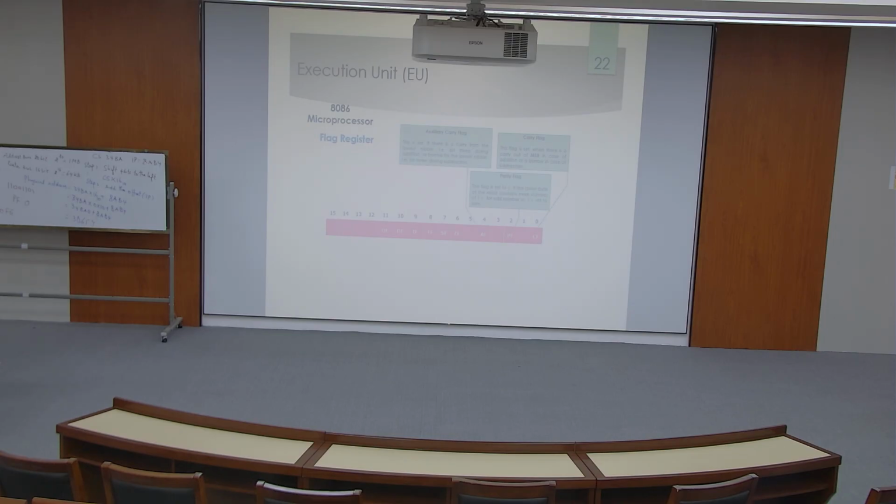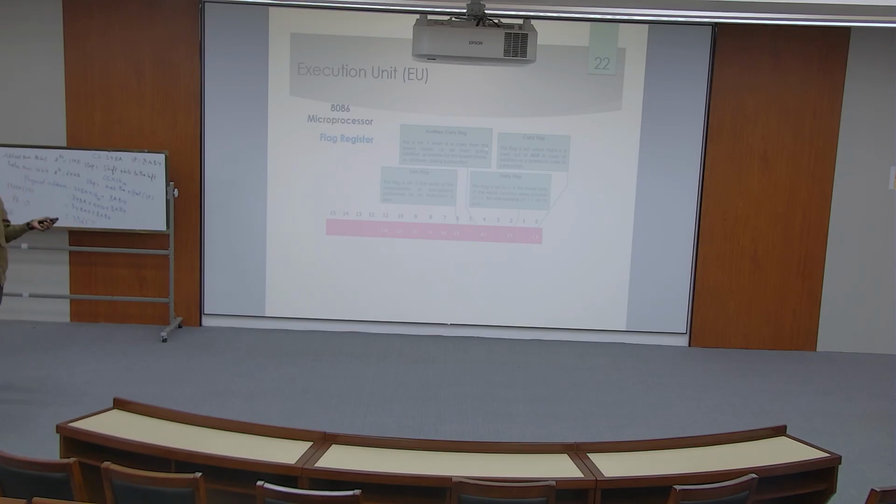Next, we have the auxiliary carry flag. This is set if there is a carry from the lowest nibble, or a borrow from bit 3, during addition or subtraction. This is also an important flag that we need when we are doing addition or subtraction.